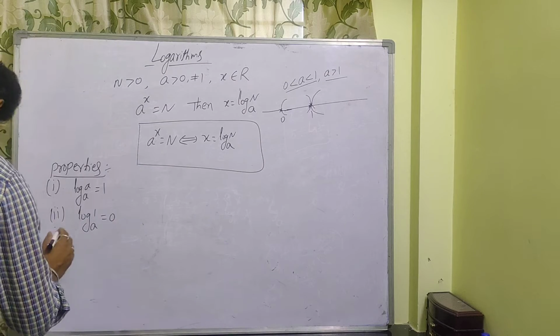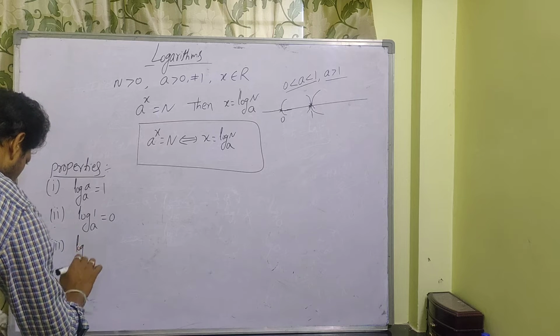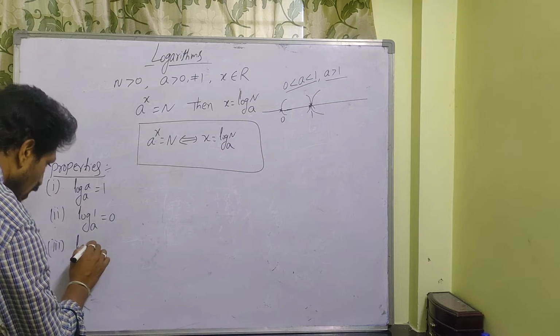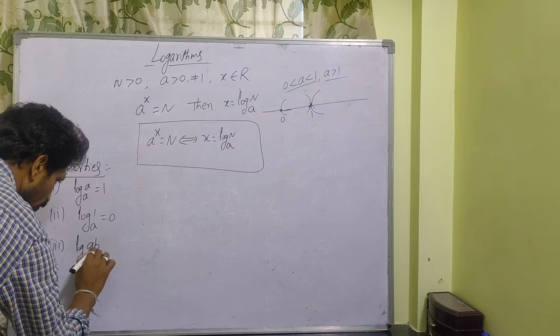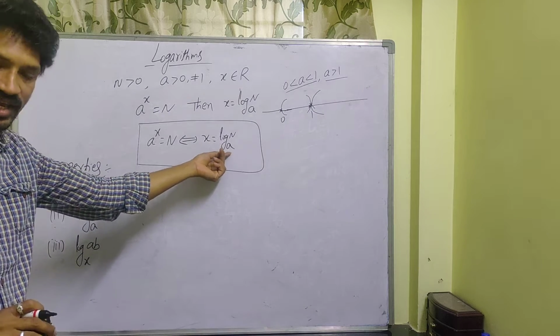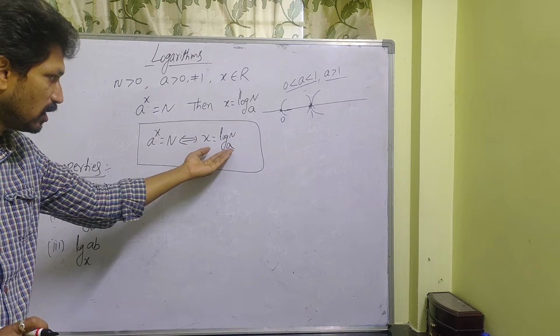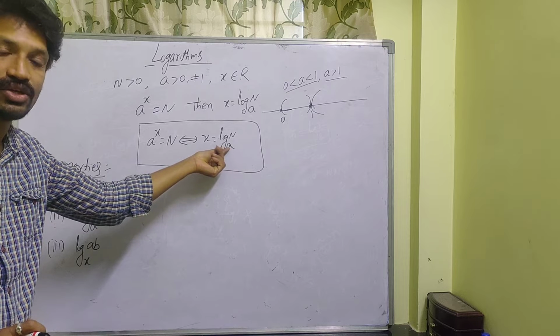Next property. Log AB base x. Here in the place of x you can take any variable, no problem. Just remember, whatever you take here should be greater than 0 and not equal to 1.